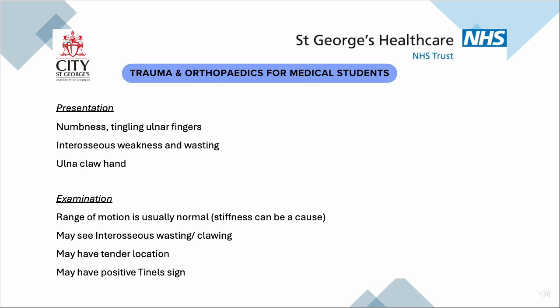On clinical examination, obviously inspection, you may see wasting, but this is quite a late sign. The range of motion in the elbow is usually normal, but they may well be able to identify a tender spot. A lot of the patients will have a positive Tinel sign at the site of entrapment, so if you tap on the nerve, you may reproduce symptoms down in the hand once you've found the point at which the nerve is compressed.